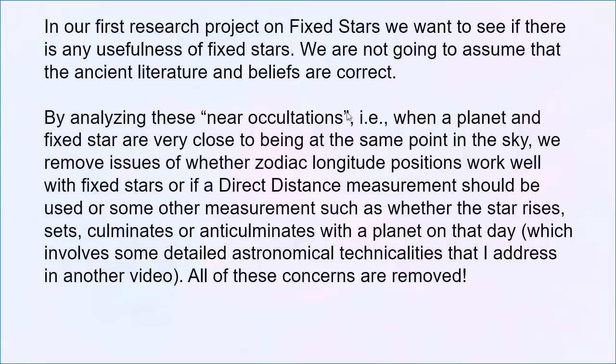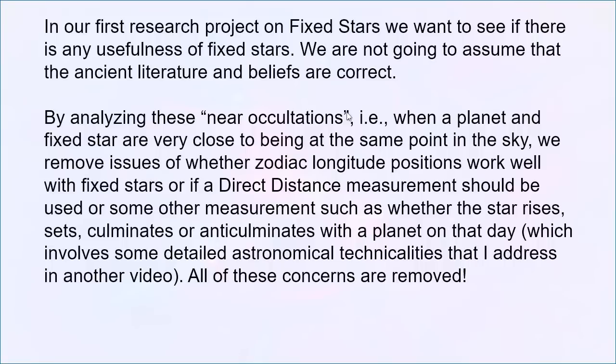Let me read this whole second paragraph. By analyzing these near occultations, that is, when a planet and fixed star are very close to being at the same point in the sky, we remove issues of whether the zodiac longitude positions work well with fixed stars, or if direct distance should be used, or whether we should use the time that the star rises, sets, or culminates, or anti-culminates. This is another idea that's often used and gets involved with more astronomical details, what we call in mundo. I cover all this in different tutorial videos on astronomy.